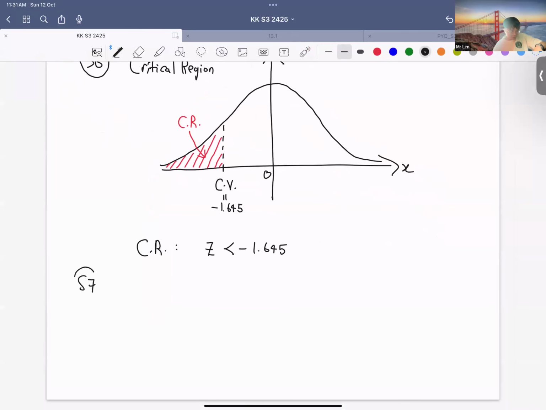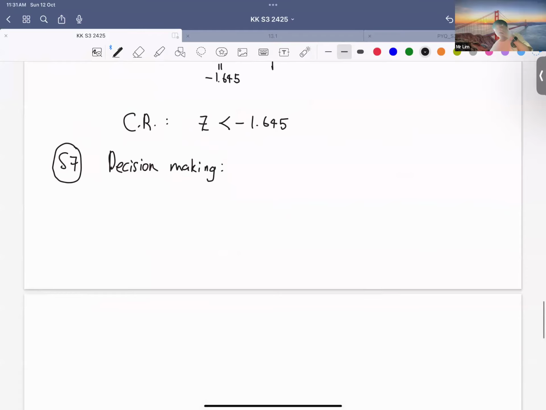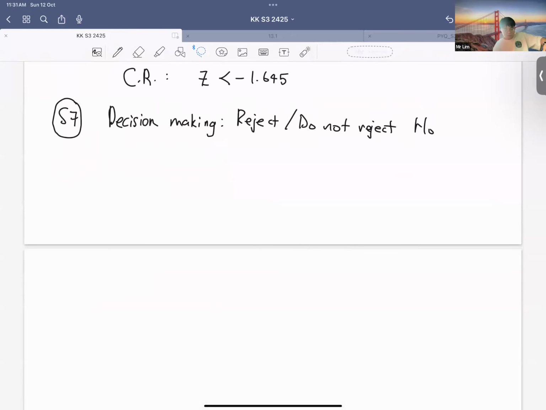Step 7, decision making. You want to reject or do not reject. We do not say accept. We say do not reject. Reject or do not reject, H-naught. We do not say accept. This is so statistics. So yes or no? You want to reject or don't want to reject.